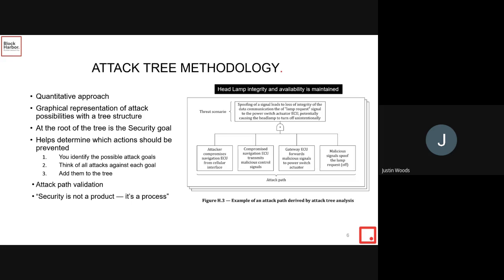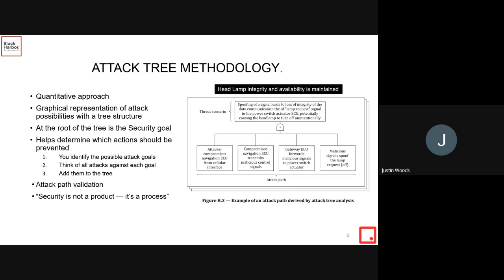And then the next step here would be the threat scenario, just going down the tree, of course. So perhaps there is a spoofing that is able to lead to loss of integrity of the data communication. And then, of course, below that, we have what actually might cause that, right? So there's a list of attacks, be it compromise the navigation ECU from cellular, perhaps through malicious control signals, spoofing the lamp request off.